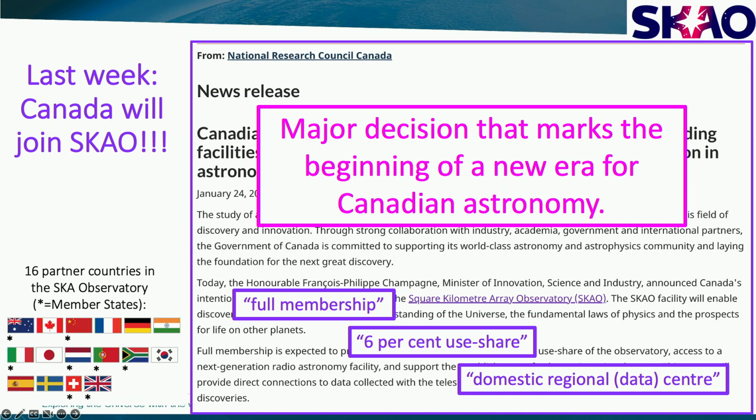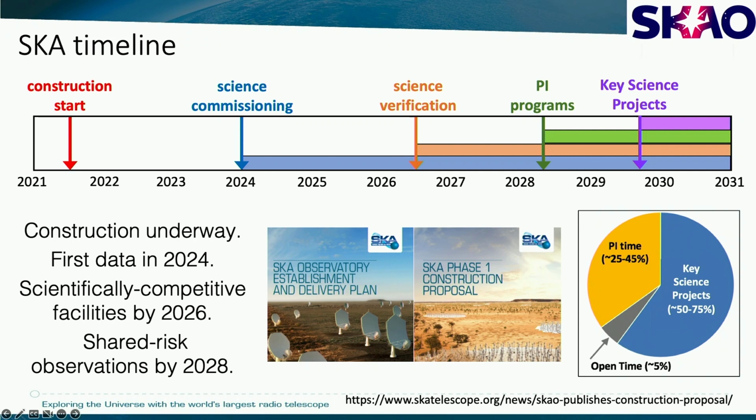So what is the SKA going to do? What's the timeline? So construction is underway now. The construction started in mid-2021. Full science is around the end of this decade, maybe 2028, with key science projects, so these large programs, starting towards the end of the decade. Because the SKA excels as a survey instrument, it will devote most of its time to these large survey programs.